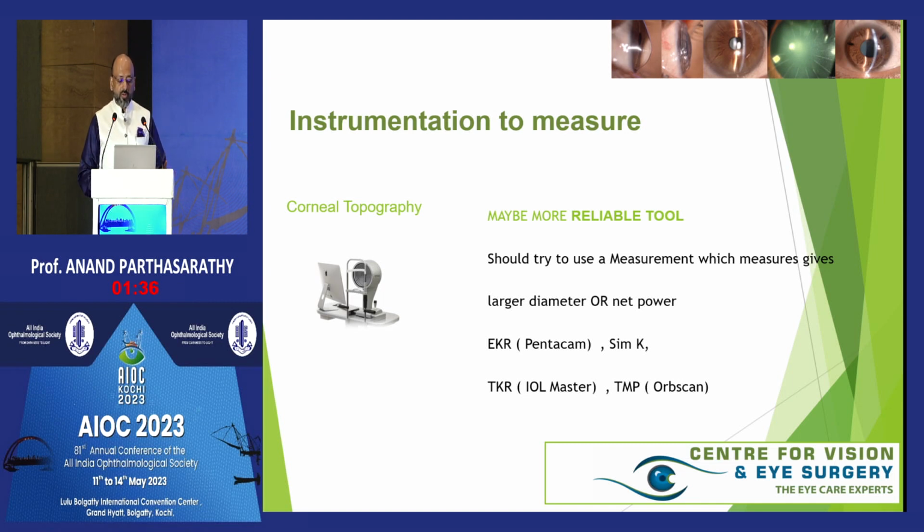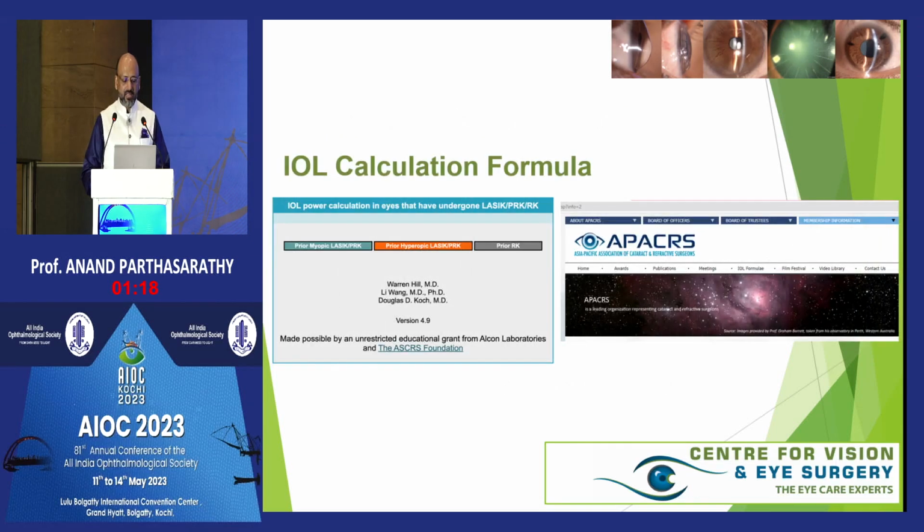Now, corneal topography, probably a more reliable tool because you have a larger diameter of measurements. You have the EKR in Pentacam, you have SimK, you have TKR, total corneal power in IOLMasters, and there's something called TMP in OPD-Scan. All of them I have used, and I feel they give fairly consistent results. You can then plug these keratometry values into online calculators, and we are lucky to live in a generation where you have access to all this at no cost, and these are free.